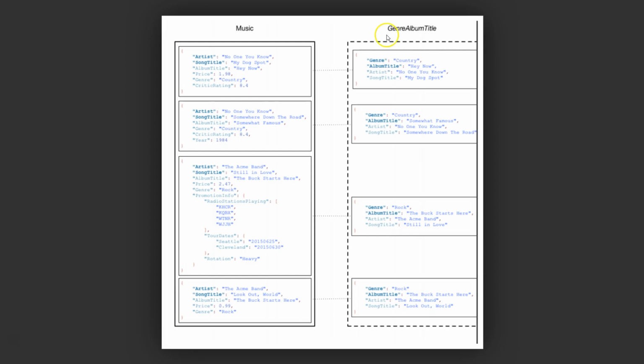You can also query the index to find all albums within a particular genre that have certain album titles. For example, all country albums with titles that start with the letter H. And that'll wrap it up for our summary of primary keys and indexes.